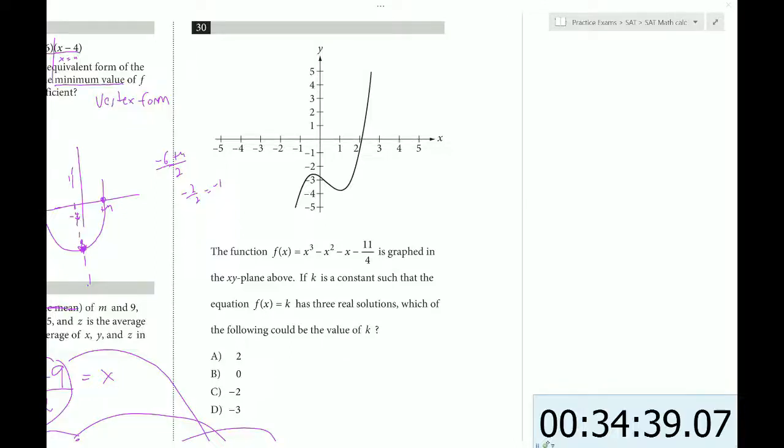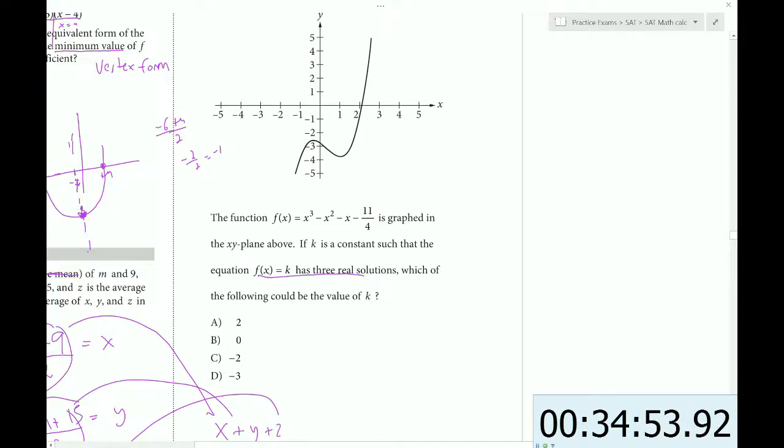Okay, question 30. The function f of x is graphed in the plane above. If k is a constant such that the equation f of x equals k has three real solutions, which of the following could be the value of k? So f of x equals k is like y equals k. So let's say y equals, for example, 3 would look like that, right?